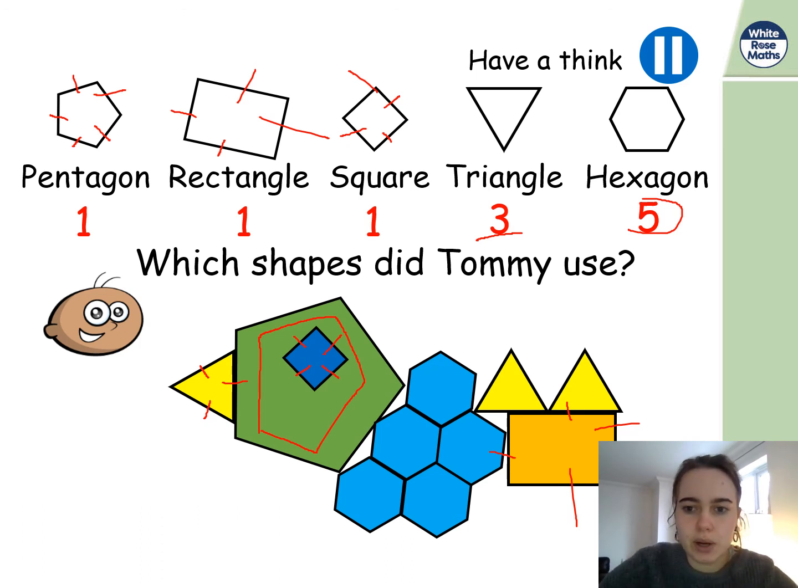Can you remember, without counting up, how many sides does a hexagon have? Remember, it's got the X sound in. What number has the X sound in? 6. So 1, 2, 3, 4, 5, 6. There you go. And he's used 5 of those hexagons.